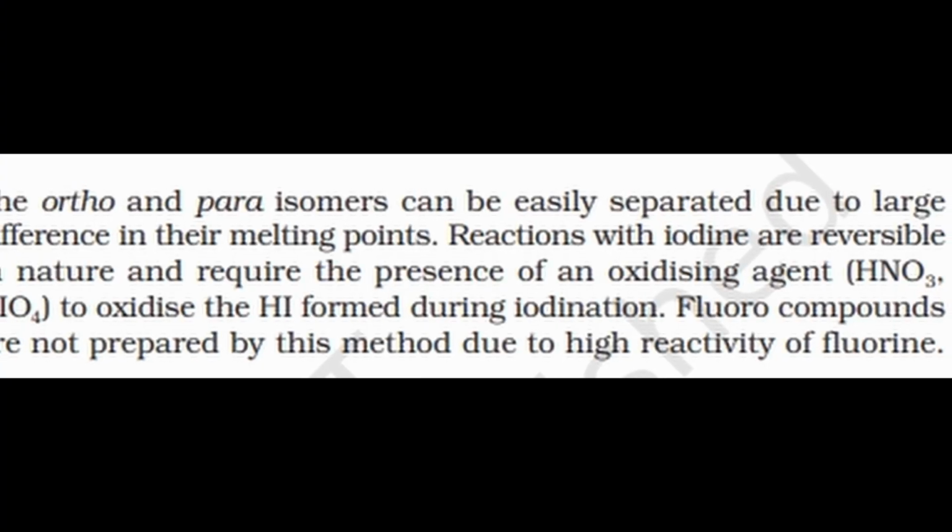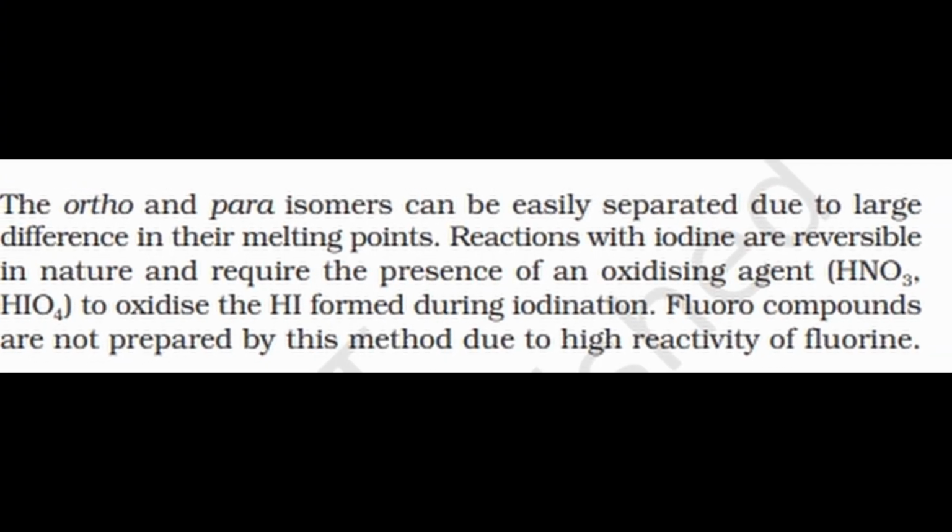Making aryl iodide is a bit more complicated. When we react an arene with iodine, the reaction is reversible. This means that the byproduct hydrogen iodide can react back with aryl iodide, undoing the reaction. To prevent this, we add an oxidizing agent like nitric acid or periodic acid. These oxidizing agents remove the hydrogen iodide, pushing the reaction forward and giving us a good yield of aryl iodide.